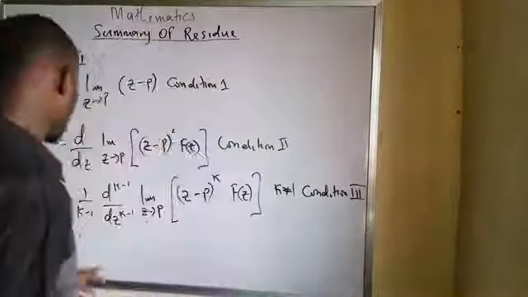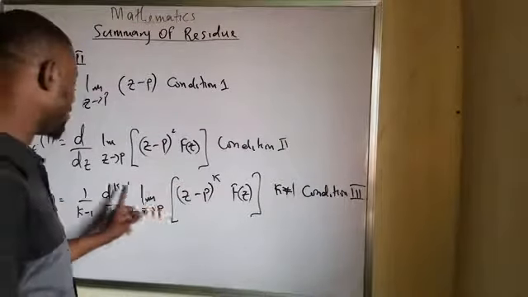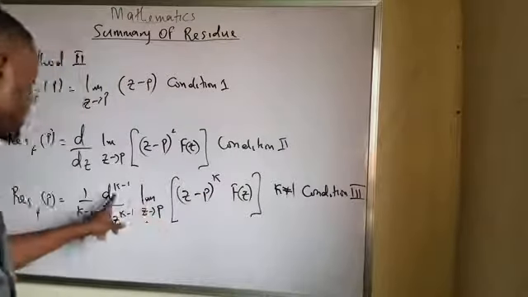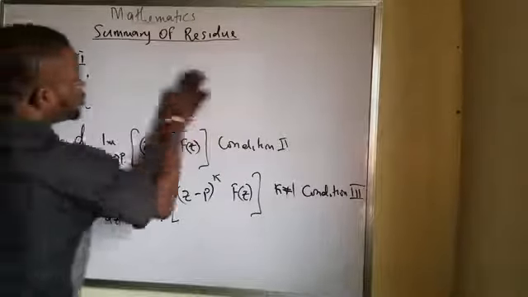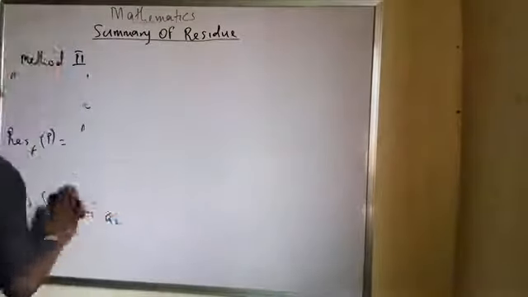It means this one will differentiate a number of times. If it is power of 3, we differentiate it 2 times. If it is power of 4, it means we differentiate it 3 times. You will see, maybe when I'm doing the example, how it looks. Now, that is method 2, which has 3 conditions.